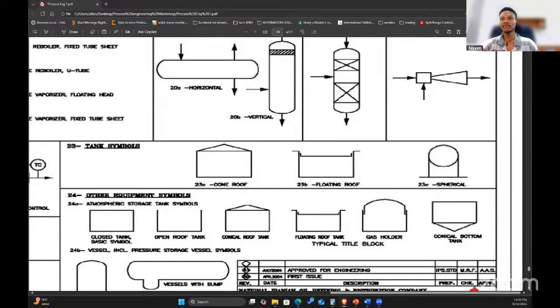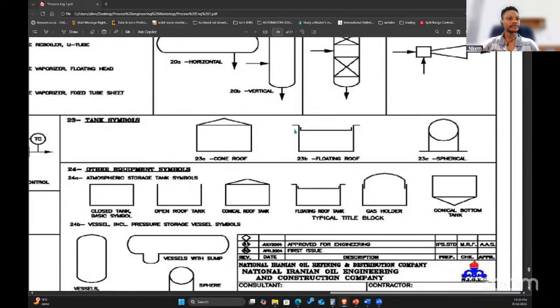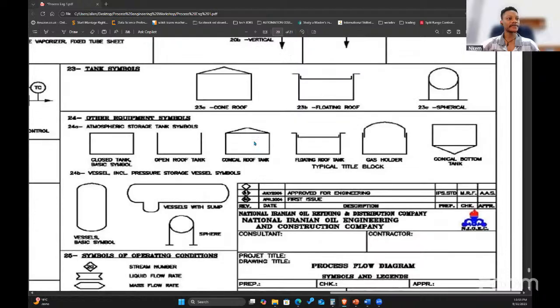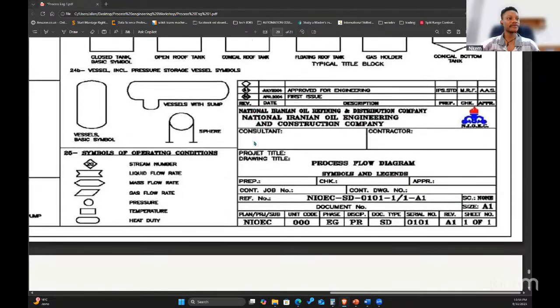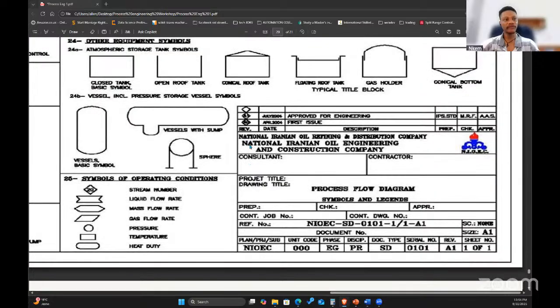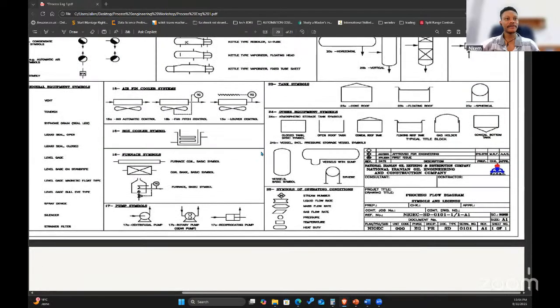Give me a moment. I need to check this very quickly. Okay. So yeah, that's for the tank symbols. So this is where we will stop for today. It's 10:54, and we have exceeded our time for today. So this is where we're going to stop.